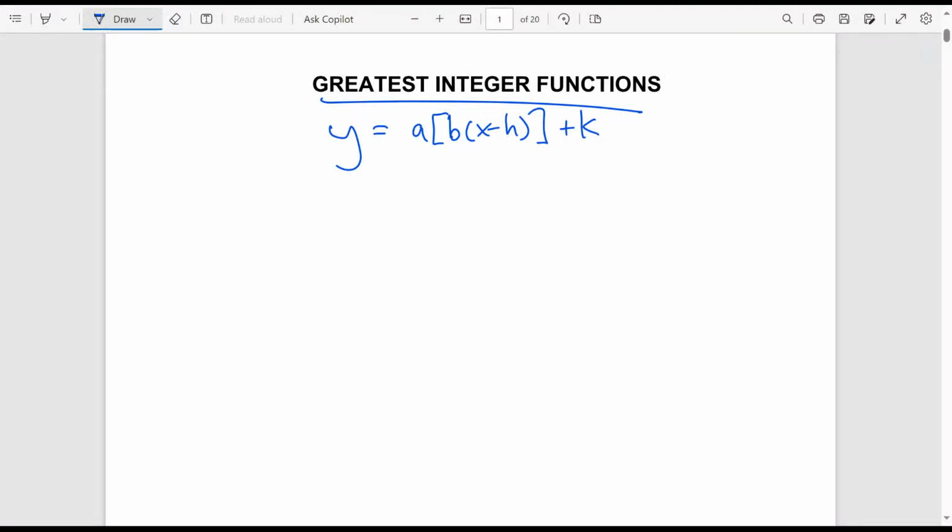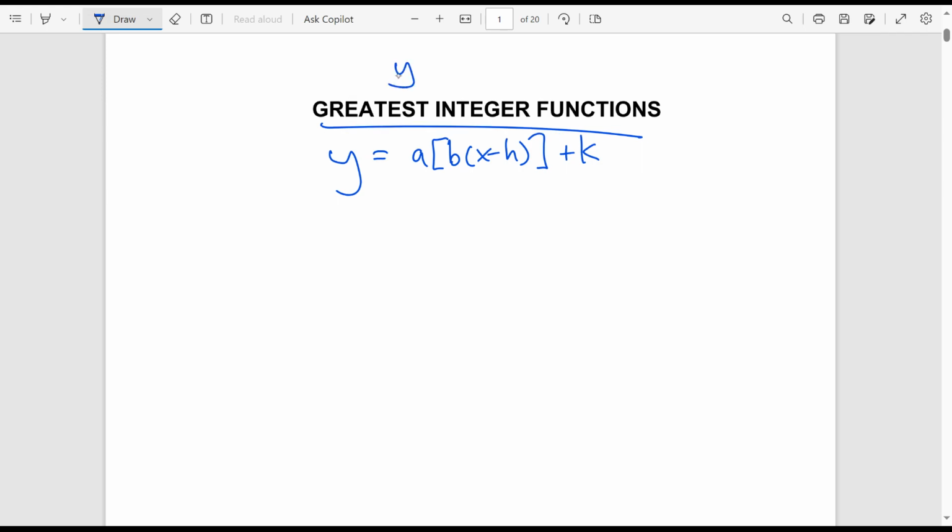The basic version of this guy is just going to be that, but that's with A being 1, B being 1, H being 0, K being 0. That is the base format of it. What I want you to notice is the actual bars here that create this different function.